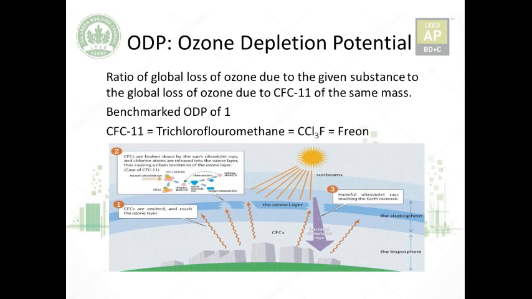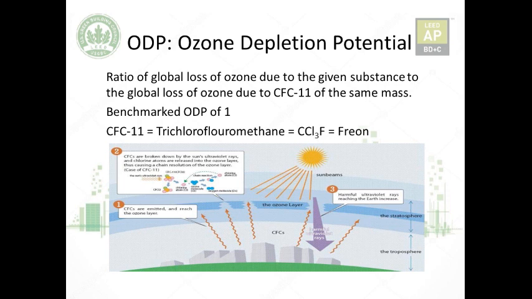So ODP stands for ozone depletion potential, which by definition is the ratio of global loss of ozone due to the given substance to the global loss of ozone due to CFC-11 of the same mass. CFC-11 is a man-made gas and it has been benchmarked as one of ozone depletion potential, and other gases are compared by how much loss they make or produce to the ozone. We know that ozone is the layer in the stratosphere and it protects us from the harmful rays of the sun coming down to the earth.